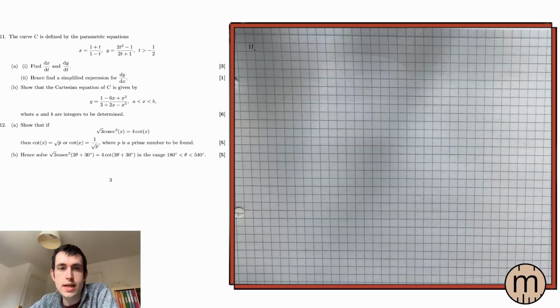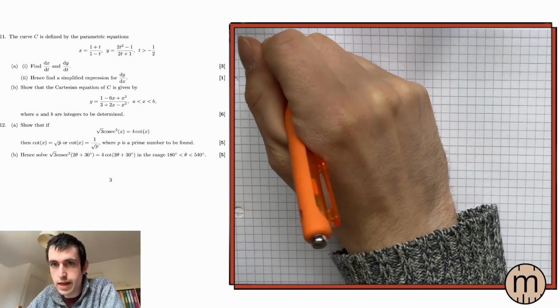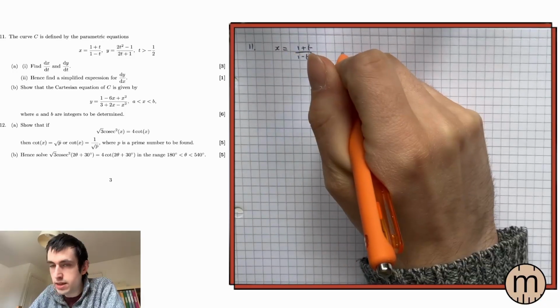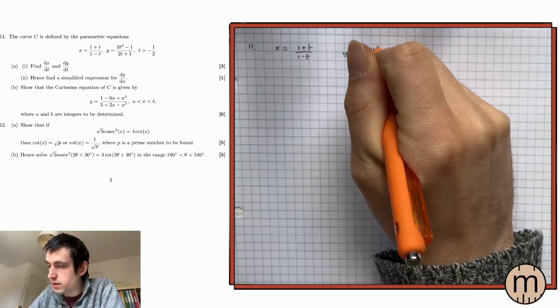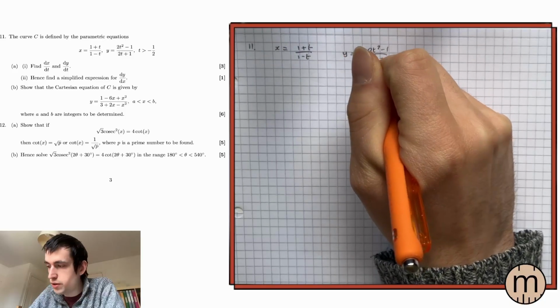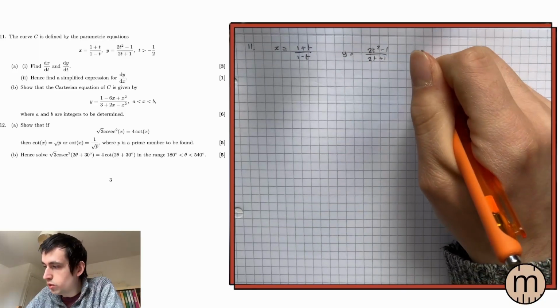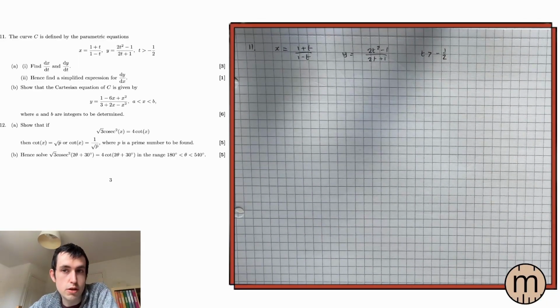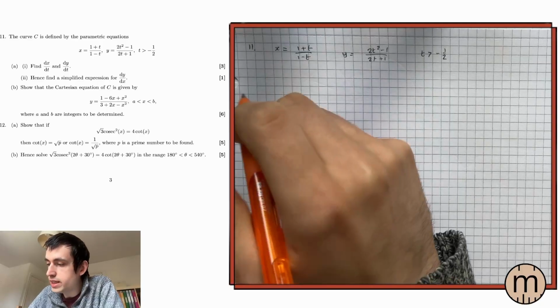Right, question 11 is a curve defined by parametric equations. x is (1 plus t) over (1 minus t), and y is (2t squared minus 1) over (2t plus 1). We're also given that t is bigger than minus a half, which feels like it could come in handy. In part A, we need to find dx/dt and dy/dt.